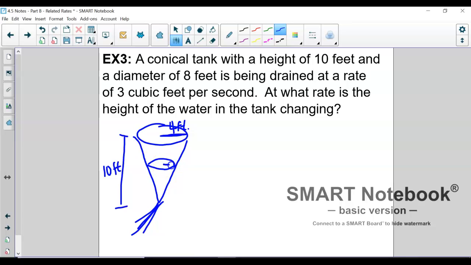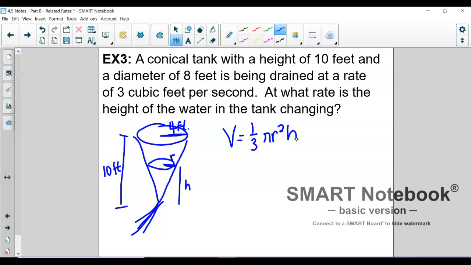So what you're left with is a radius right here and a height of the water that's in the cone. The radius is not 4 and the height is not 10, because both of those are going to change as the water drains out. When we're talking about the water being drained at 3 cubic feet per second, that's your volume. The volume formula for a cone is 1/3 pi r squared times the height. So this is our volume formula.